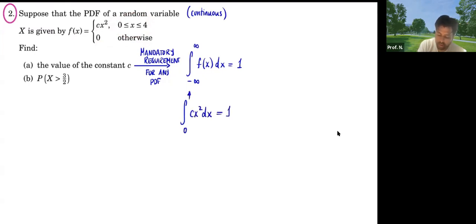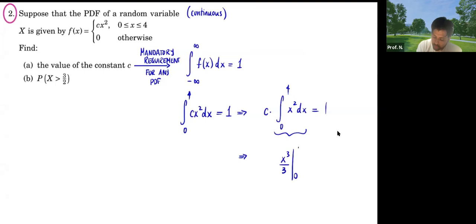This must equal 1. Then what you can do is factor out the c, and this is the integral from 0 to 4 of x squared dx, which must equal 1. This is a definite integral that we can integrate and compute the value of. This becomes x cubed over 3 from 0 to 4, times c, equals 1, right?